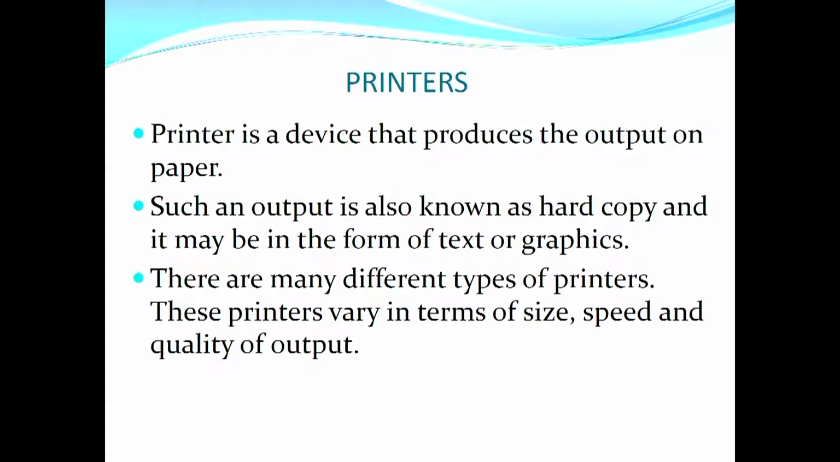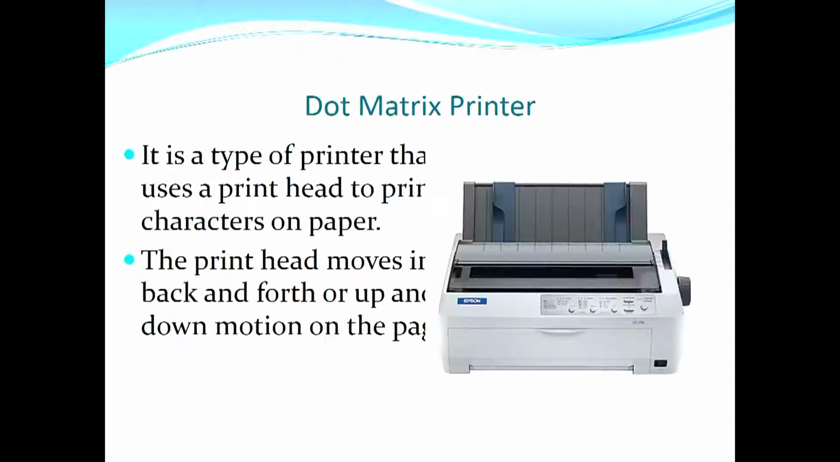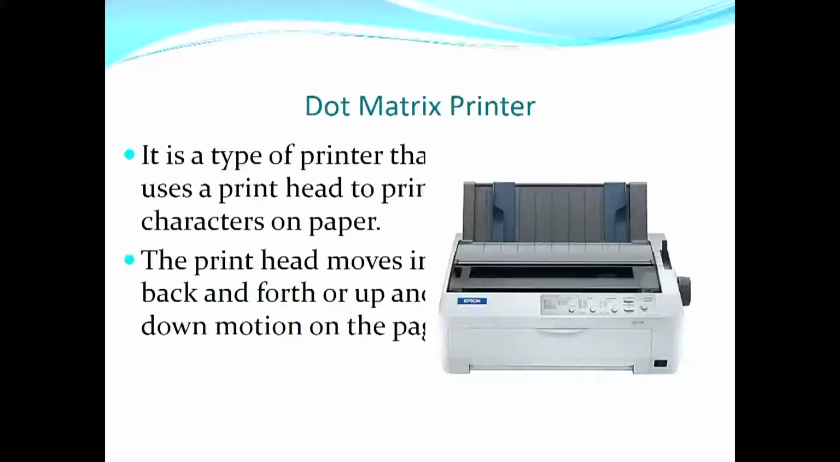There are many different types of printers. They may vary in terms of size, speed, and quality of output. Firstly, I am going to talk to you about the dot matrix printer. It is a type of printer that uses a print head to print the characters on paper. The print head moves forward or backward, or up and down, to get the characters typed on the paper. It is very similar to a typewriter, which you must have seen. Whenever you type, the print head, the particular cursor, keeps on moving. So it's kind of that.